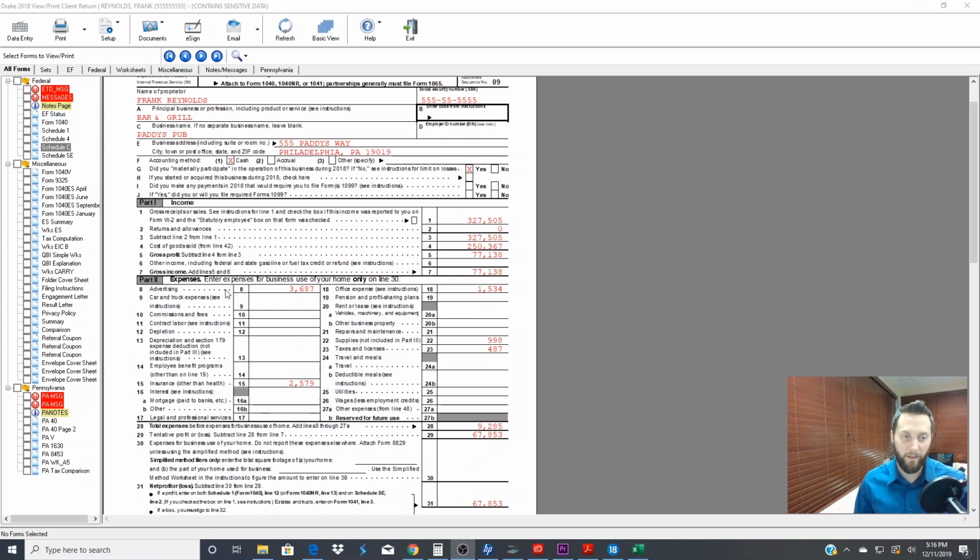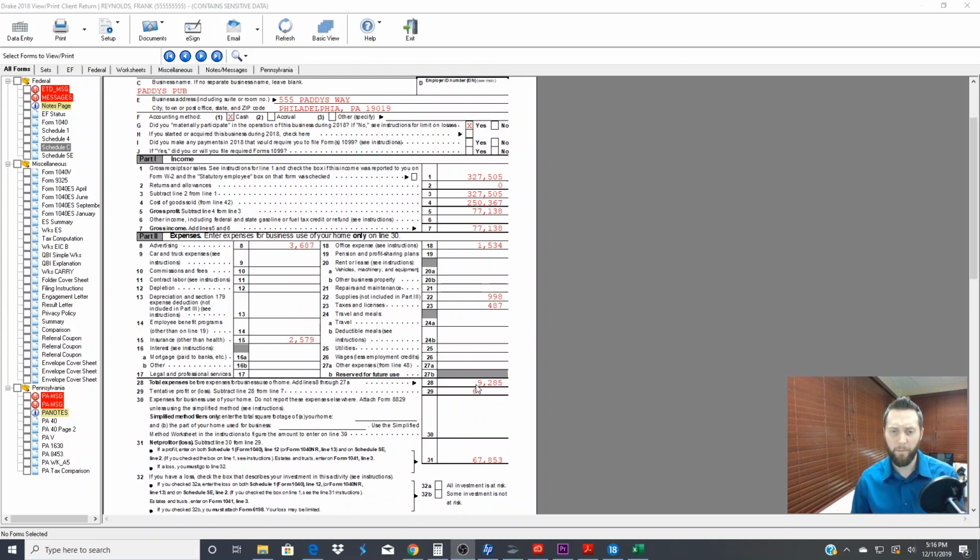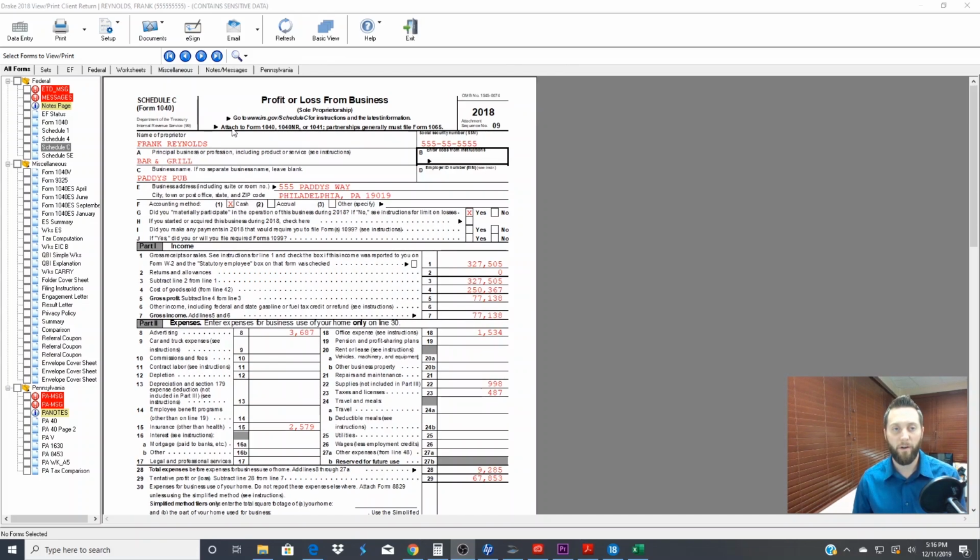After our gross profit, you're looking at your just daily expenditures for your business activities. So in this particular example, we have advertising, insurance, office expenses, supplies, taxes, and licenses. Okay, and that brings us to a net profit of $67,853.